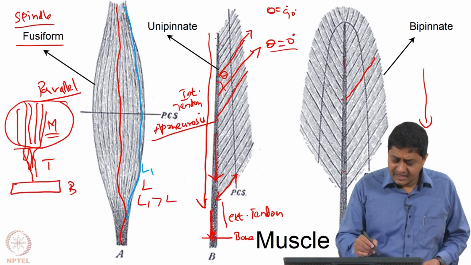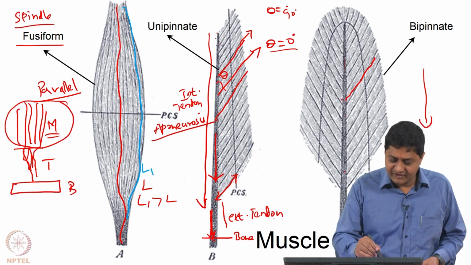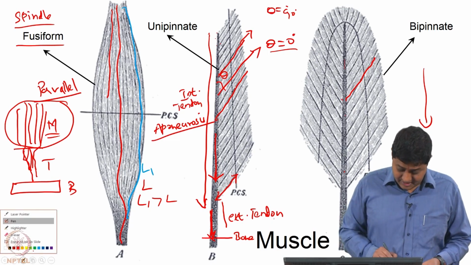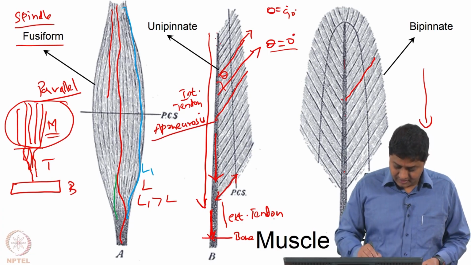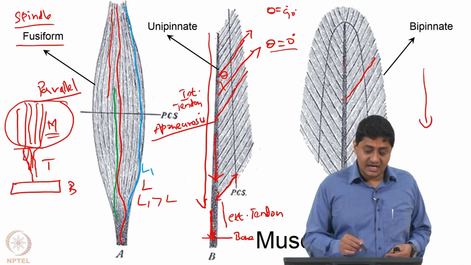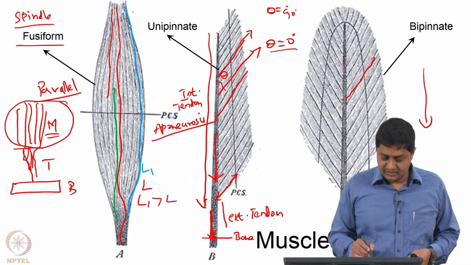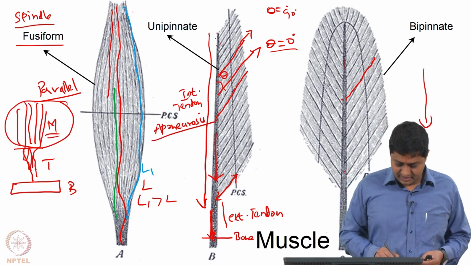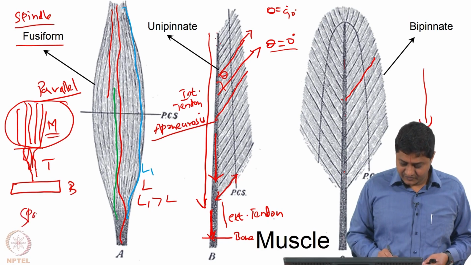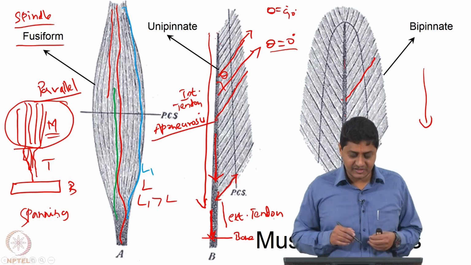What also happens is some fibers start from here and end there, and then there are other fibers that start from here and end there. There are fibers that start from one end and end at the other end. This kind of fibers are called spanning fibers. These span the entire length of the muscle, so they are called spanning fibers.